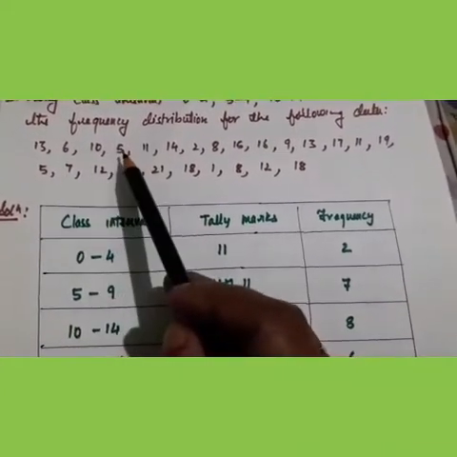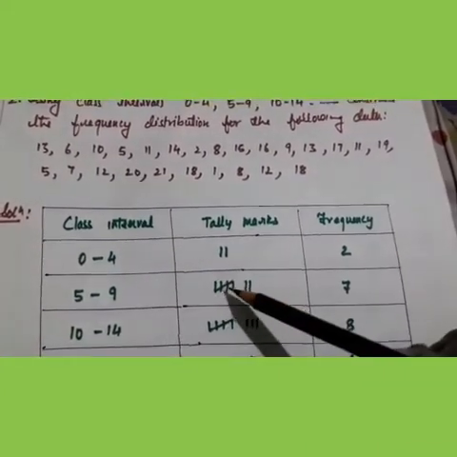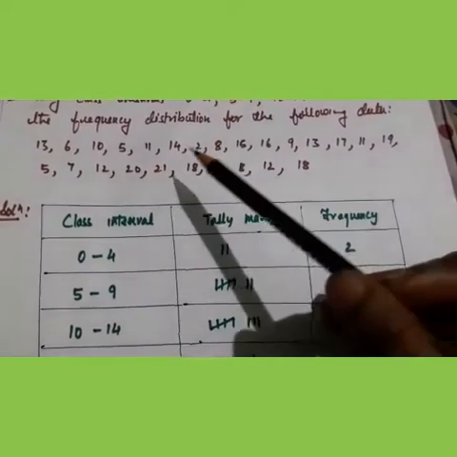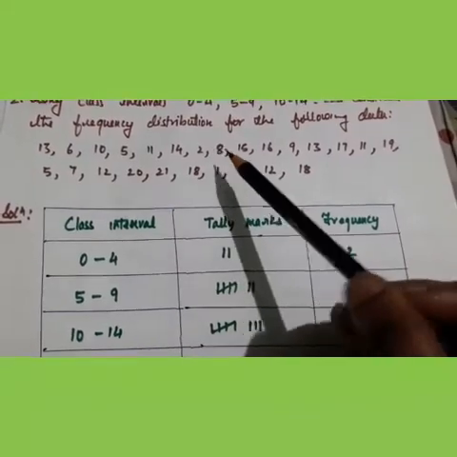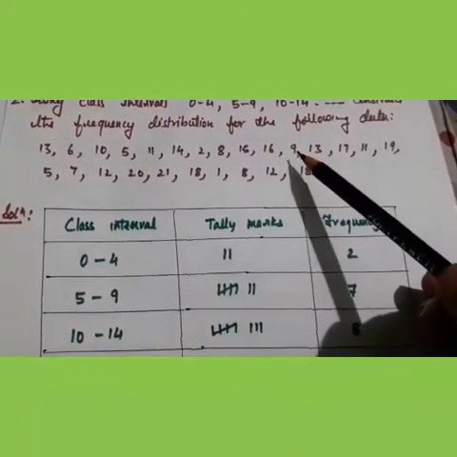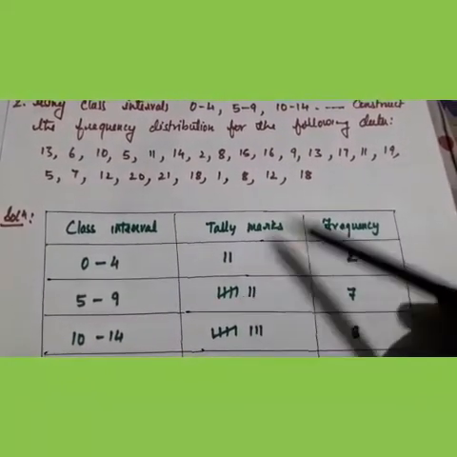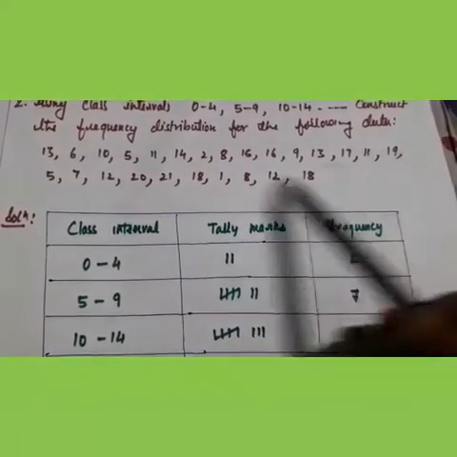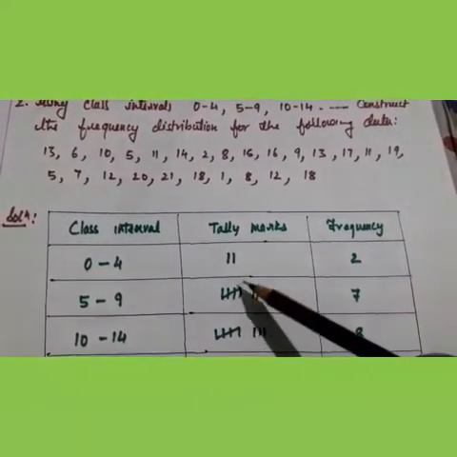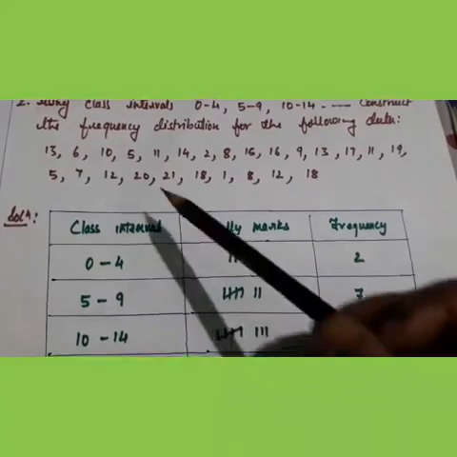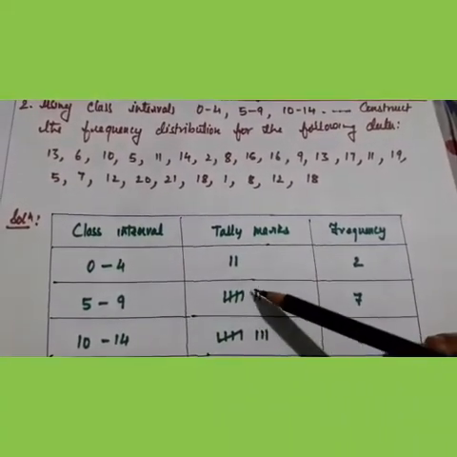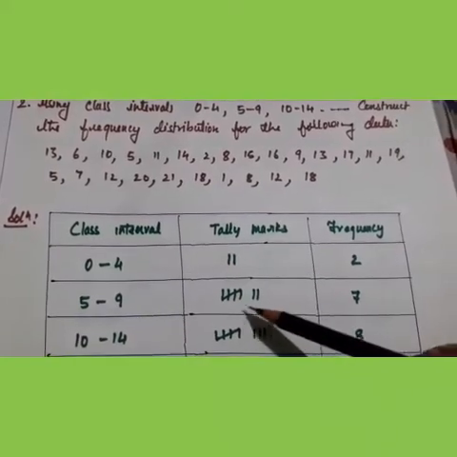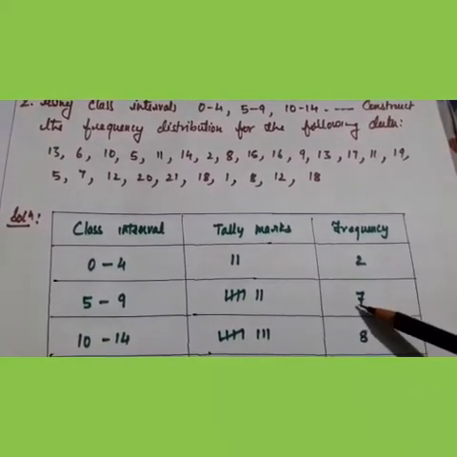6, 1, 2. So for that we start drawing the line 2. Then after 5, 8 is there, for 3. Then 9 is there, 4. Then again 5 is there, for that we cross it. So we get 5. Then 7 is there and 8 is there. So for that we draw 2 lines. Hence we get the frequency 7.